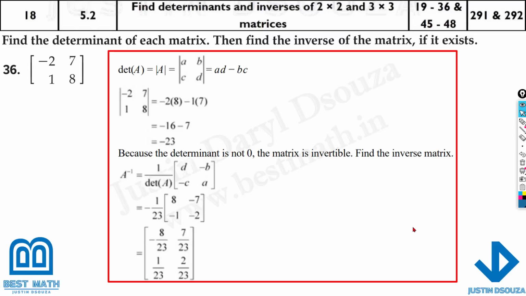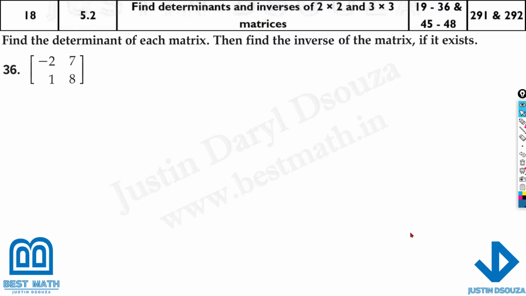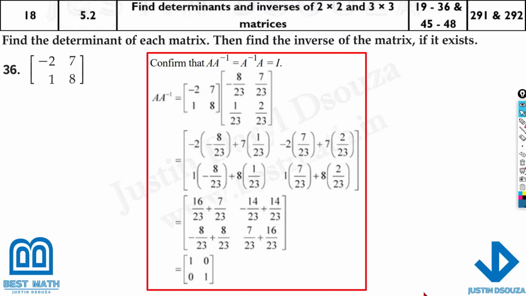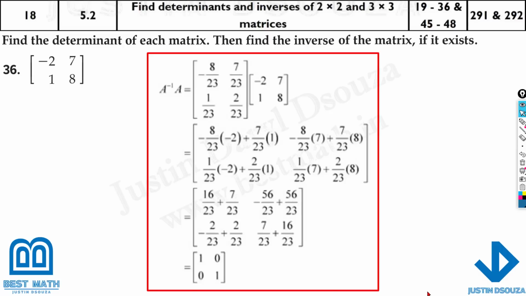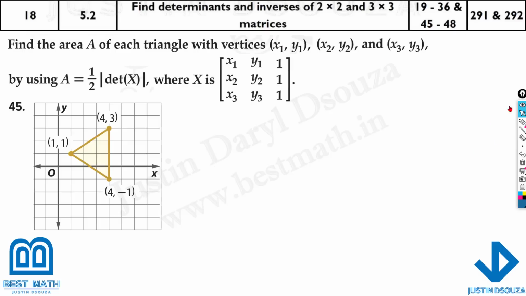Please try these by yourselves. It's the same method again. Here you go. The answers are already there. You can pause it and check through the answers. And okay, now we have another interesting problem.